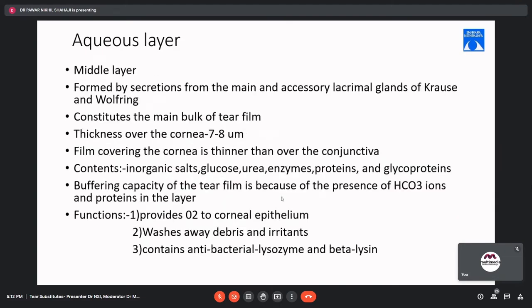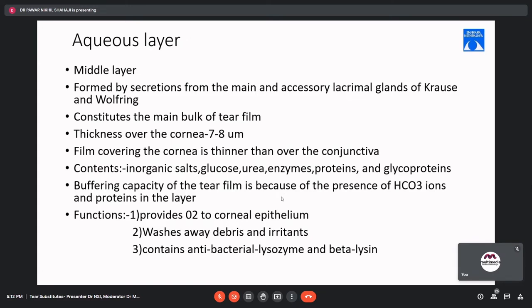The aqueous layer, which is the middle layer, is formed by the secretions from the main and accessory lacrimal glands of Krause and Wolfring, and constitutes the main bulk of the tear film. Nikhil, where are the accessory lacrimal glands of Krause and Wolfring?